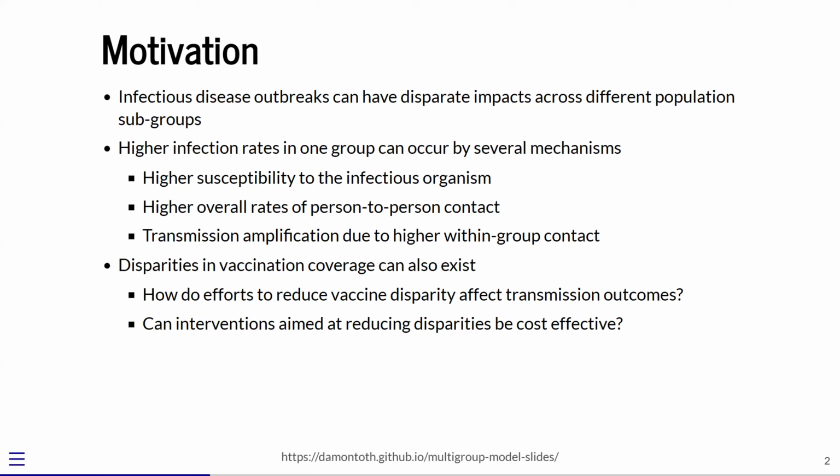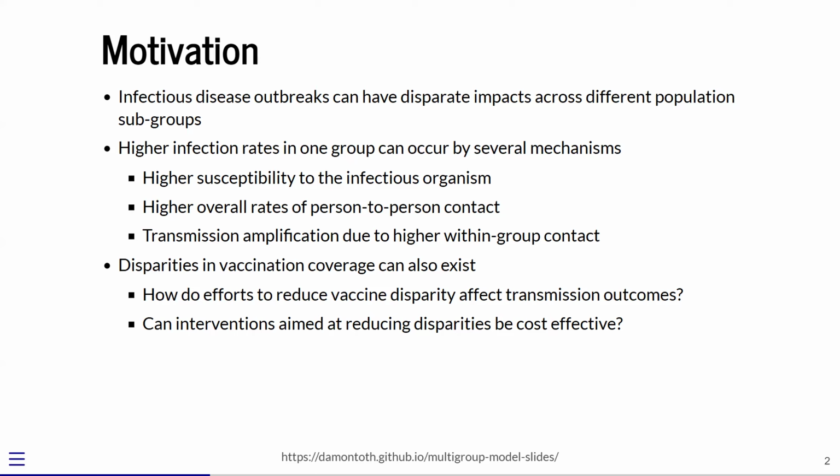And then there's also group contact network effects, where if a group has higher contact within members of their own group, that can amplify transmission within that group, especially if they're already experiencing disparities by some of the other mechanisms. We also know that disparities in vaccination coverage can also exist.